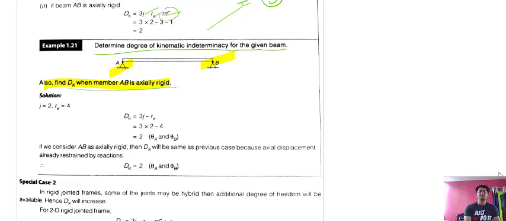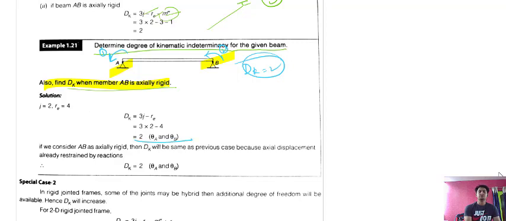So directly, I am talking about unrestrained displacements. There are two reactions, so only one unrestrained displacement is possible here, and here also one unrestrained displacement is possible. So the Dk value will be 2. Directly, I am showing the unrestrained displacements. You can see the answer is 2.